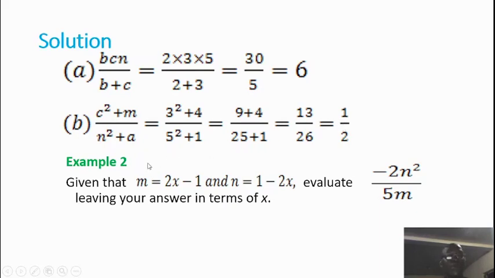Next example. We say here, given that m is equal to 2x minus 1 and n is equal to 1 minus 2x. The irony of this is that m is minus n, if you think very well. However, just follow us. We are to evaluate minus 2n squared all over 5m, leaving your answer in terms of x. We go on.